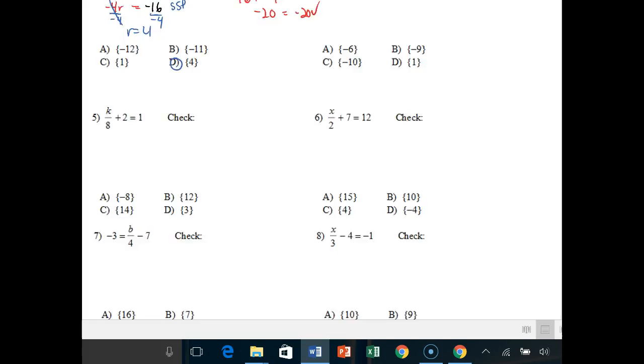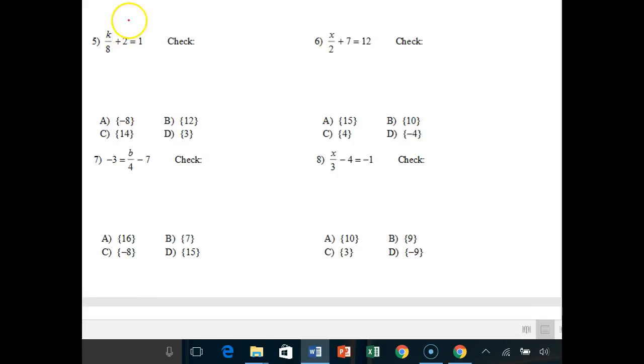All right, and number 5. We're going to go ahead and draw your Tetris. We're going to add negative 2. Those cancel out. Drop down k over 8 is equal to negative 1. Different sign, subtract more. So 2 minus 1 gives you 1, but more negatives. Then multiply by 8 on both sides. Those cancel out. K is equal to negative 8. And A is your answer.